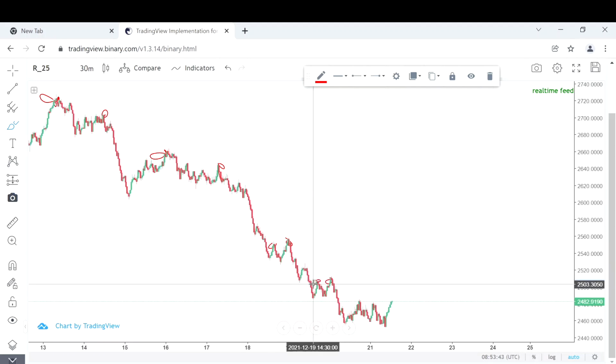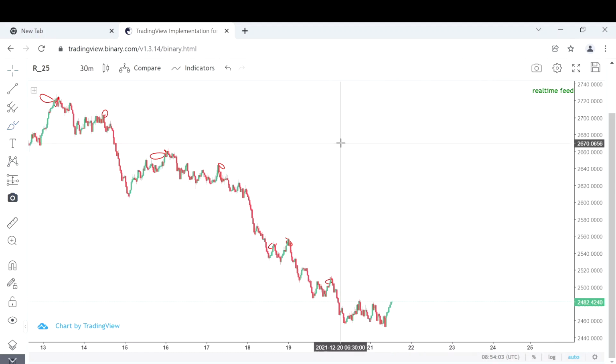Resistance points are points where price gets to and bounces back and reverses for a sell. Let's say you're on the sell market, then the price drags up, hits a particular zone and reverses back. A support zone is a zone where price gets to and reverses back for a buy.